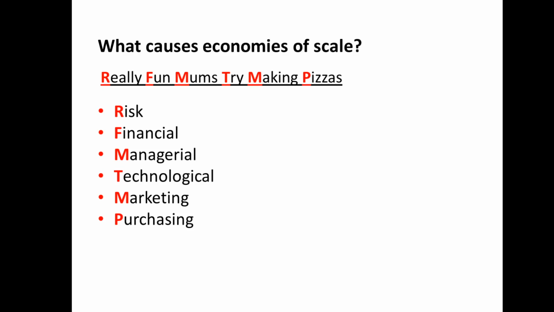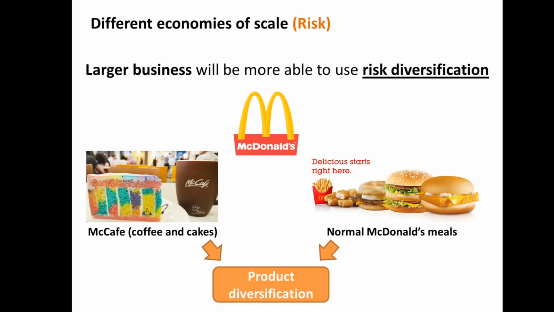Okay. All right. So we are going to explain this one by one. So for the first one here, we will talk about risk. So how is this factor going to help us to reduce costs? Let's take a look at this example here. If you have a larger business, you will be more able to use risk diversification. So that is the reason. You can see, talking about McDonald's, other than just the normal burger business, they also have the cafe business, and that's how you do your product diversification.